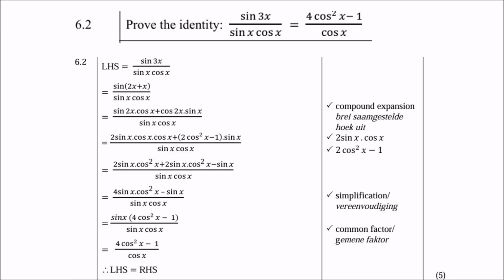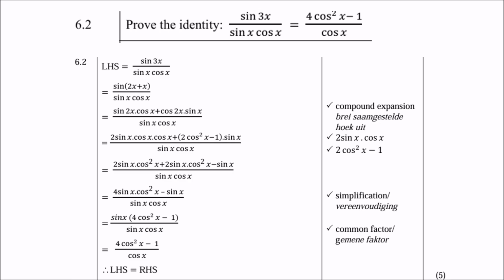But you need to deal with the two sides separately until they look the same. In our example, we can choose the left-hand side, because if I look at sine 3x, I can change that into sine of 2x plus x. And of course, automatically there becomes a compound angle for sine. So we can expand it as (sine 2x cos x plus cos 2x sine x) over sine x cos x.